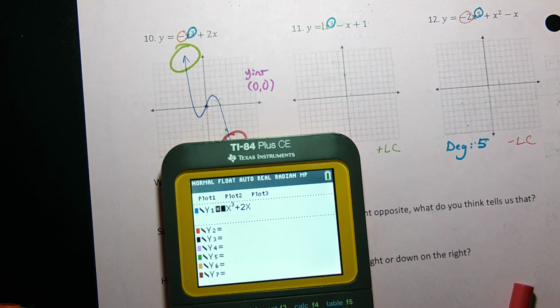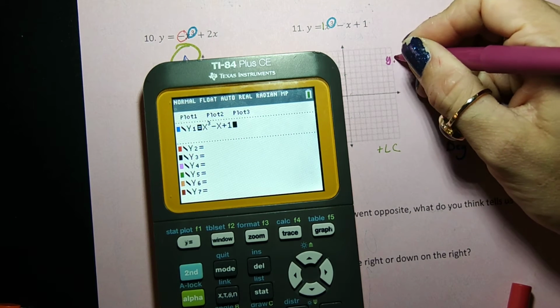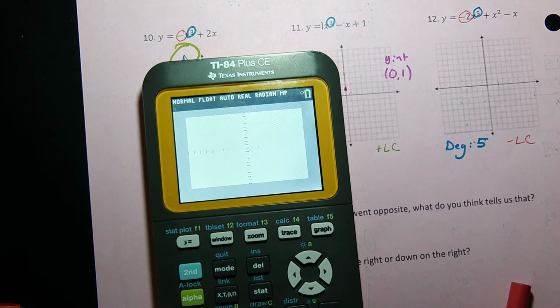All right, folks, we're going to quickly graph these last two. Go to y equals, hit your clear button, x cubed, arrow over to escape the exponent. Little negative or big minus sign? Big minus sign, minus x plus 1. Where's our y-intercept going to be? 1. At 1. So 0, 1. We can put an exact point there.